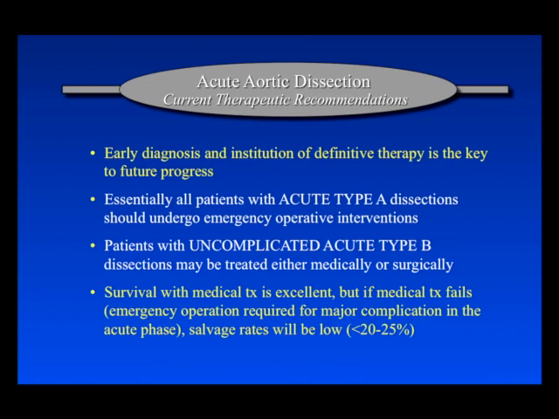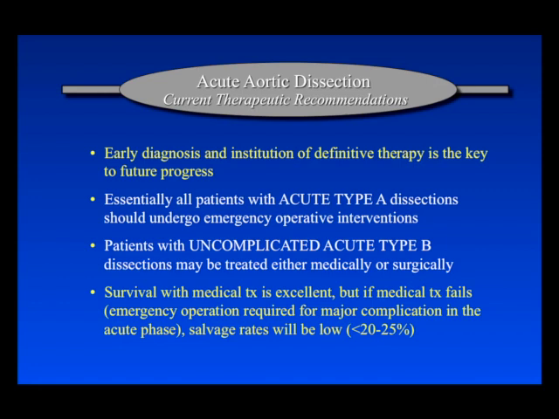Early diagnosis and institution of definitive therapy is the key to future progress. Essentially, all patients with acute type A dissections should undergo emergency operative interventions unless they have been deemed unrecoverable. It's important to note that the Yale group has studied subaortic dissections and have found it acceptable to perform surgery in more of a light of day type setting in these certain selected cases.